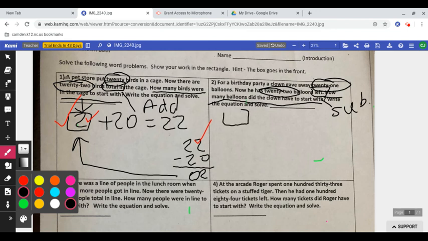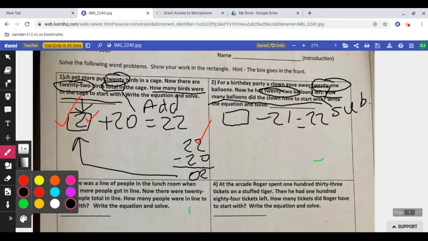Starts with a box. It's a start unknown word problem. We do not know how many balloons the clown had to start with. That's why the box goes in the front. But we do, however, know that he or she gave away 21 of them. And when they counted to see how many balloons they had left, they still had 22. Now I've got to figure out what I am going to do to 21 and 22 to get the number that goes in the front.